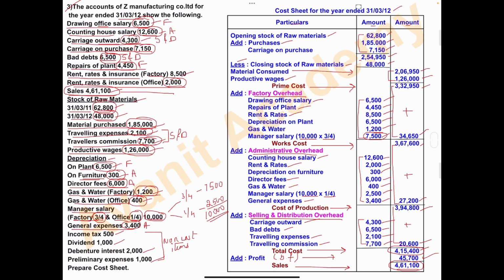So after preparing the cost sheet, you can prepare a special note for the non-cost items. That is income tax, dividend, debenture interest, preliminary expenses. All these are non-cost items, so we should not include these items in the cost sheet. Okay, you can prepare one note.